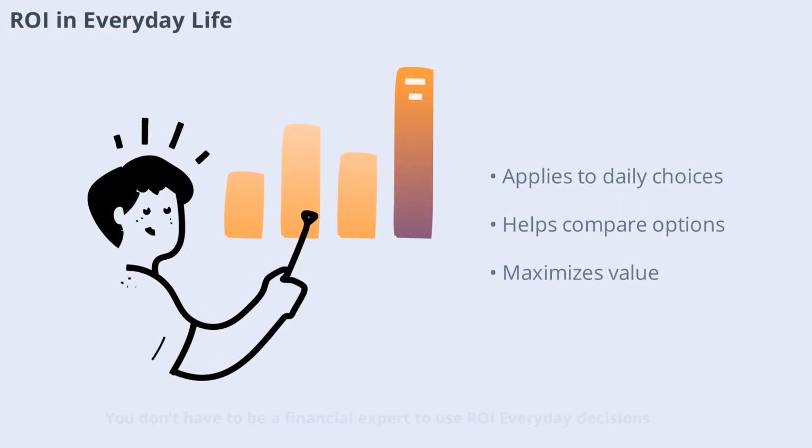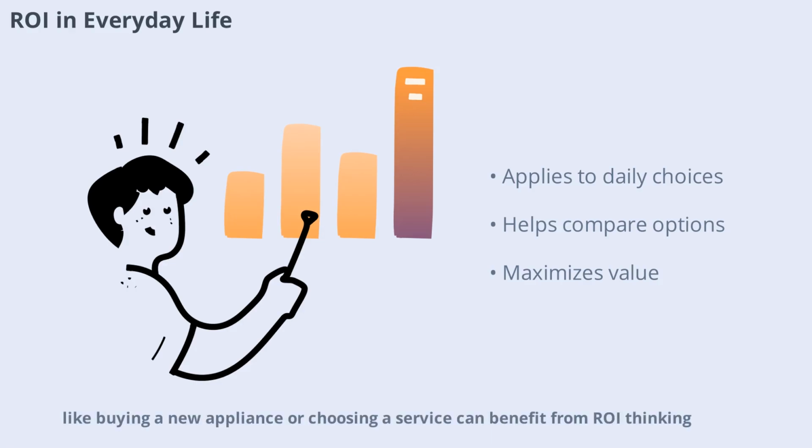You don't have to be a financial expert to use ROI. Everyday decisions like buying a new appliance or choosing a service can benefit from ROI thinking. For instance, if a more expensive washing machine saves you money on repairs and energy over time, its ROI might be higher than a cheaper model. By applying ROI to daily choices, you make smarter, more cost-effective decisions that add up over time.